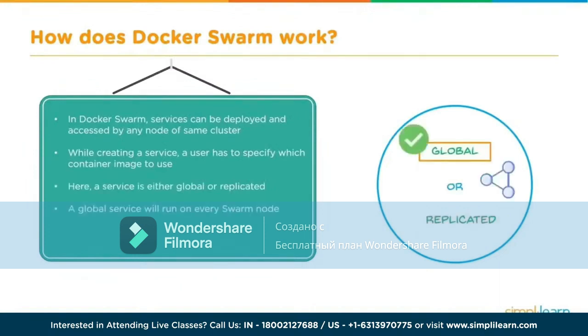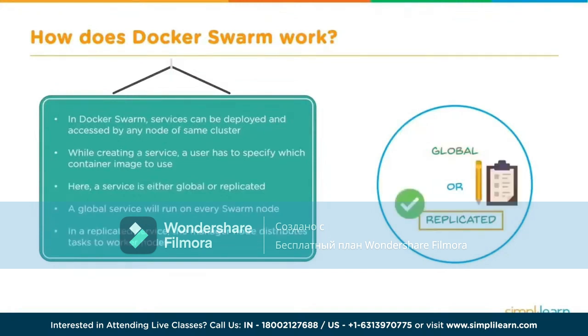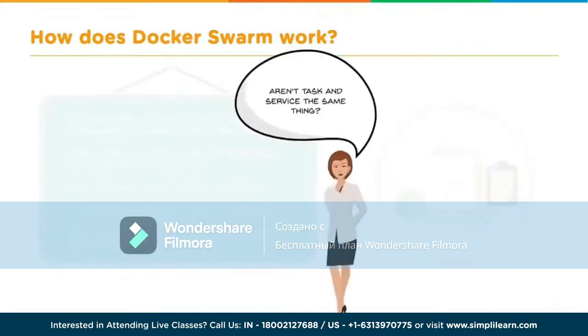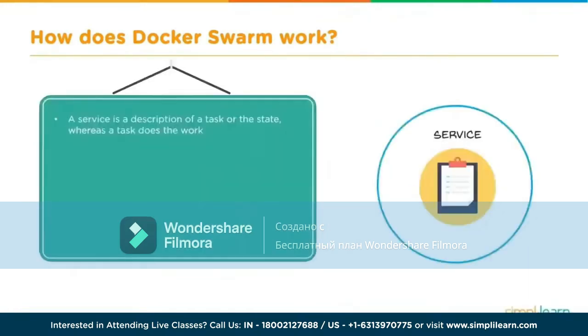A global service will allow you to run a service consistently on every node within the swarm, whereas a replicated service will only push out functionality and tasks to specific worker nodes within a swarm. So you may be asking yourself, hey, isn't a service and task the same thing? No, they're kind of not in the Docker world.